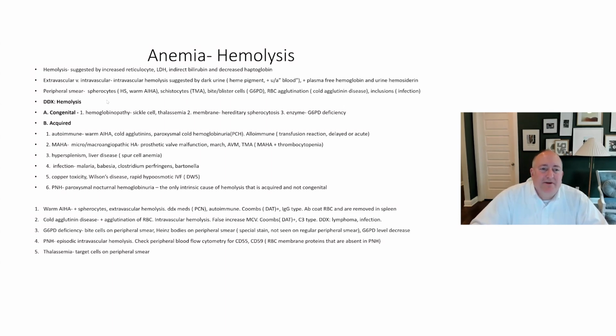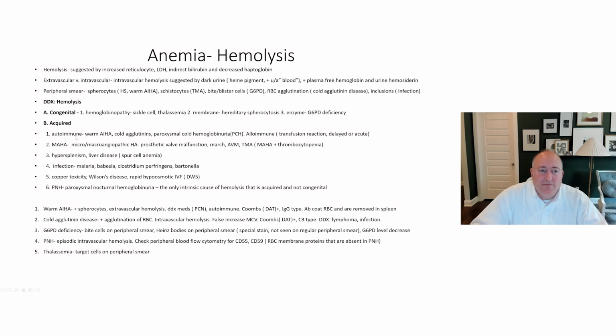In terms of the smear, the smear can sometimes help you diagnose the type of hemolysis: spherocytes, warm autoimmune; schistocytes for TMA; and if you have RBC agglutination, that could be cold agglutinin disease. That would be a Coombs positive of the complement positive variety, which is the same thing as IgM. So here's some ways, your congenital cause of hemolysis could be hemoglobinopathy, sickle cell. Membrane would be hereditary spherocytosis or enzyme like G6PD. So those are the ones you're born with.